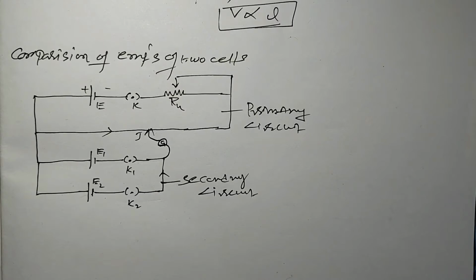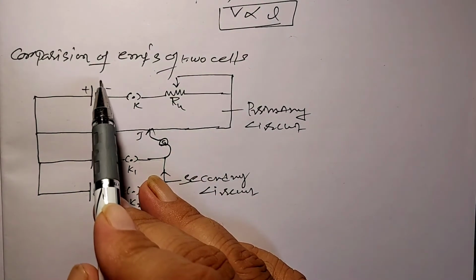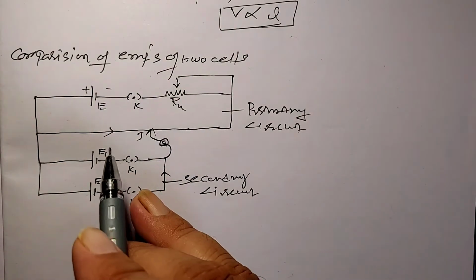Also, by using the potentiometer, we can easily determine the internal resistance of a cell. And it is also used to compare the EMFs of two given cells. Now we are going to discuss applications of the potentiometer. Let us discuss the first application, that is, comparison of EMFs of two cells.